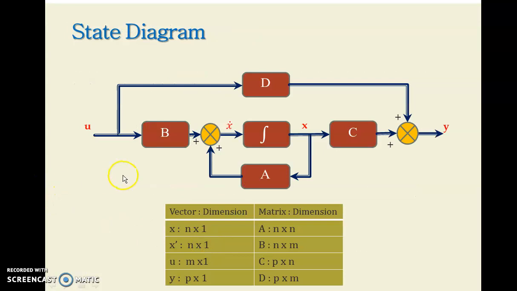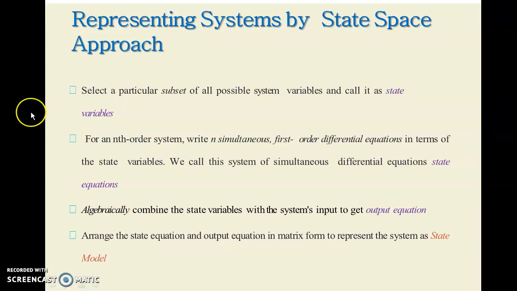A state diagram is a diagram represented in terms of state variable, input variable, output variable, and the matrices A, B, C and D. We can see x dot of t state equation is a combination of A multiplied with x plus B multiplied with u, whereas output y is a combination of C multiplied with x plus D multiplied with u. We must understand the dimension of all the vectors and matrices properly.